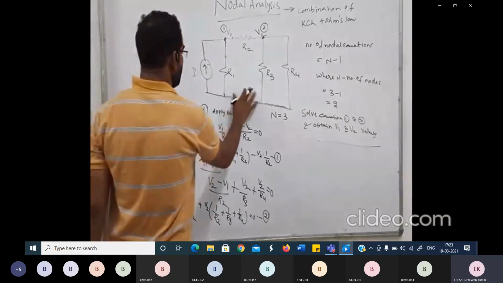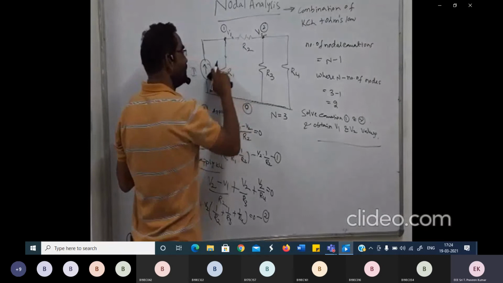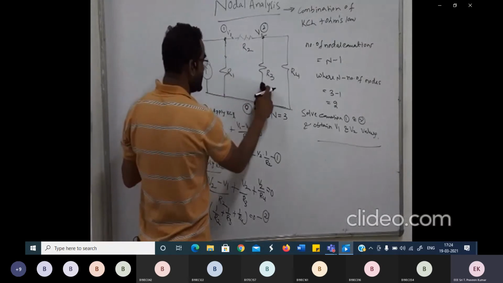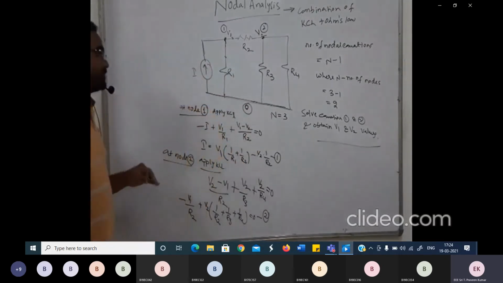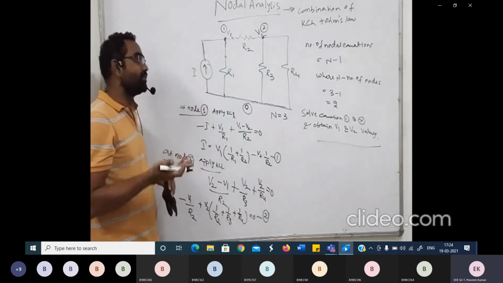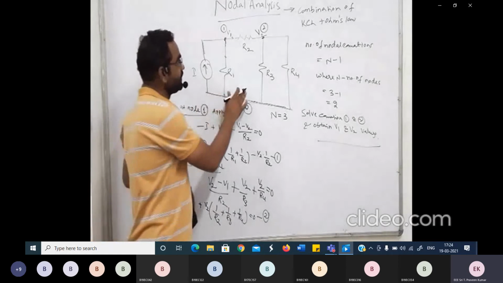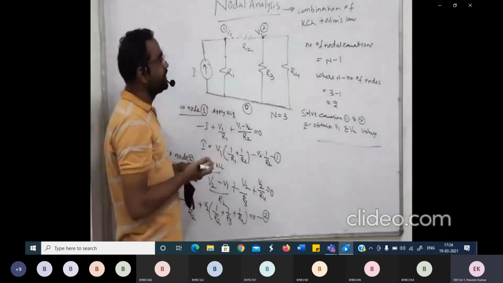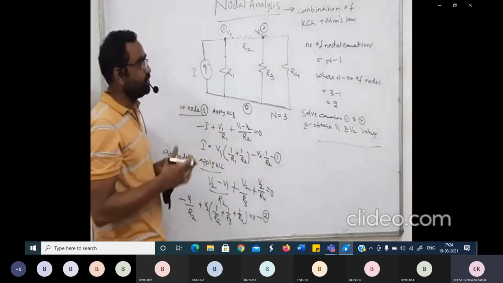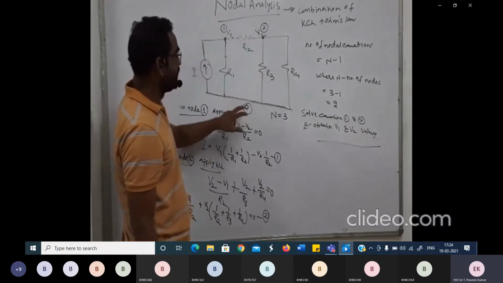Now let us suppose this is a circuit that I have. If this circuit is to be solved using mesh analysis, I have 3 loops. For this example, we need to write 3 loop equations, and then we solve to get whatever output we require. But when you apply nodal analysis to this particular circuit, how many equations are to be written? First, indicate how many nodes are there.